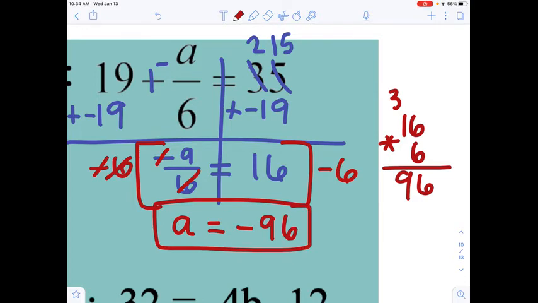And then if this were your quiz or your test or even on your homework, always a good idea to check your answer.